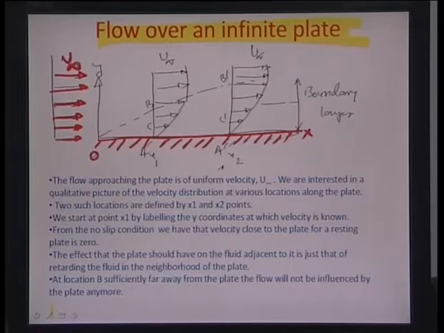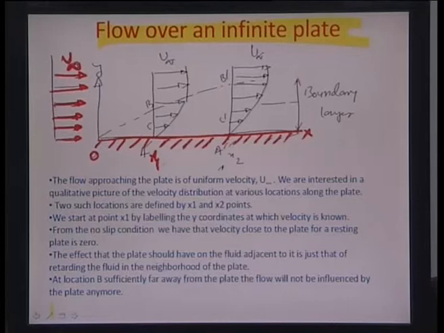So when the flow approaches, we are first probably interested in getting a qualitative picture of what would happen to the flow when it starts just about entering the zone where there is a fixed plate at the bottom. Let's say we have two locations along this plate, x1 and x2 at points A and A dash respectively, where we are trying to investigate what kind of behavior will be expected, okay. So we have x1 and x2, and we start at point x1 by labeling the y coordinates at which the velocity is known, and then plotting the x velocity magnitude as a function of the y direction.